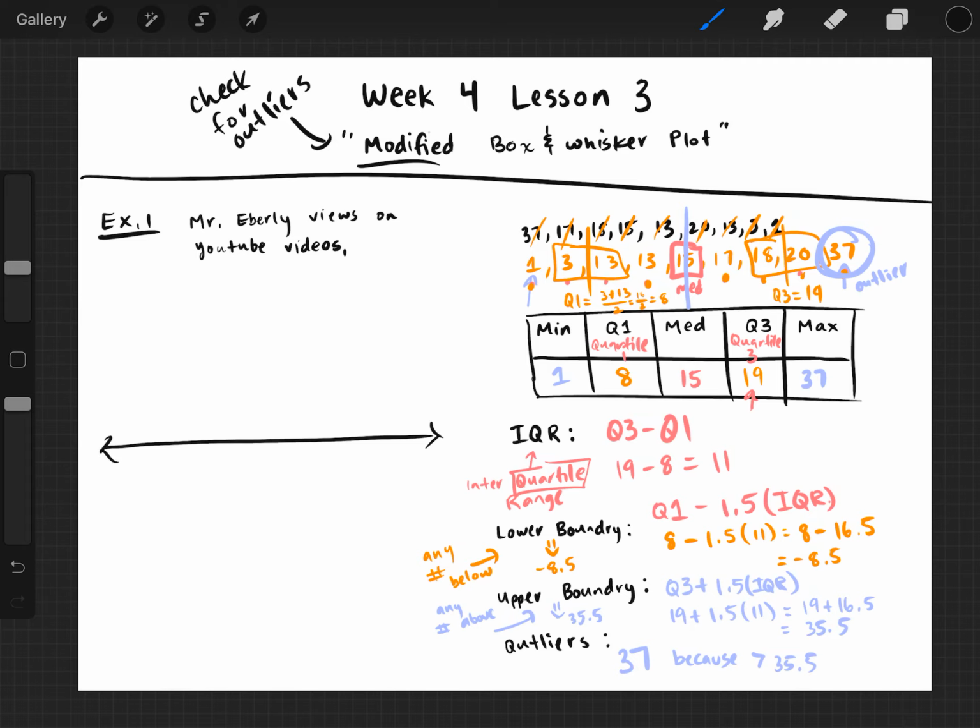And we'll say that 37 is an outlier because it is greater than 35.5. We don't have to put an explanation, but that's why. That's our outlier. Now, how does that affect our graph?